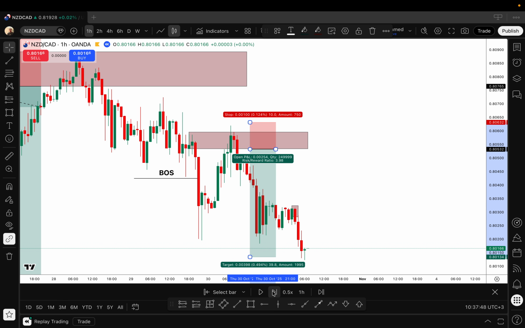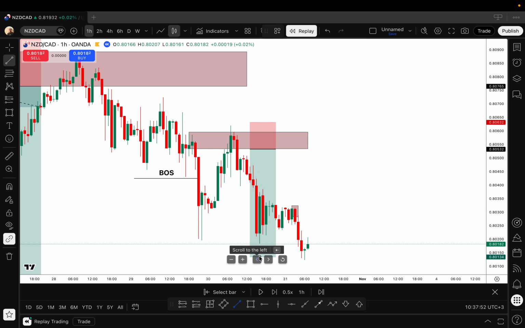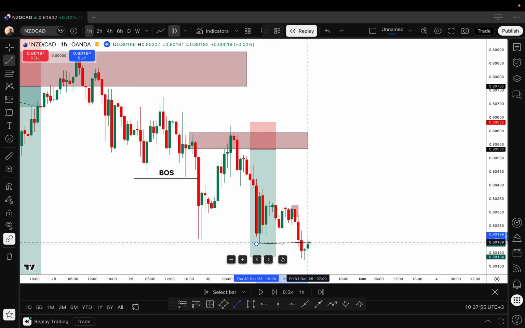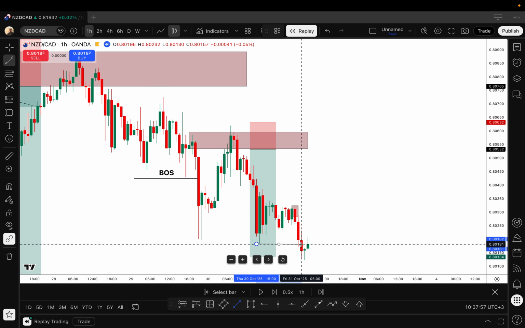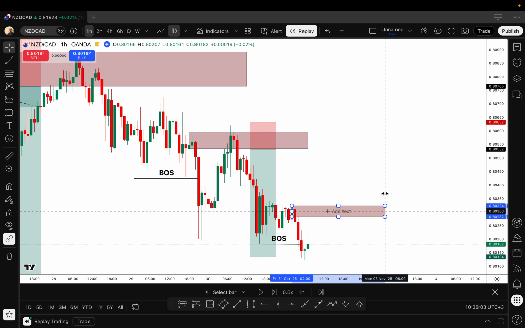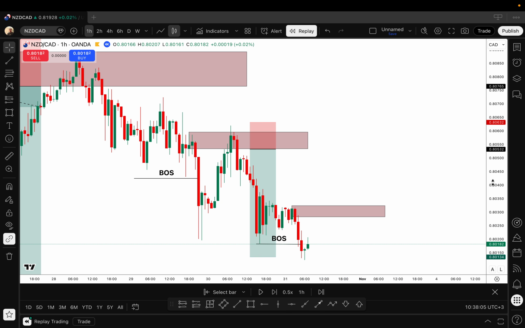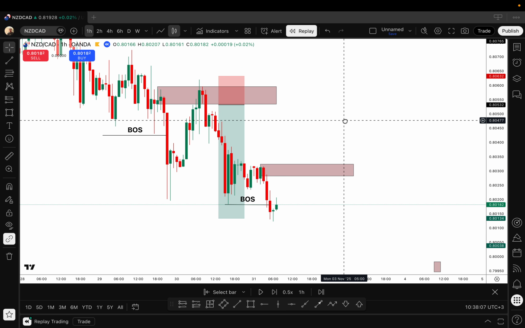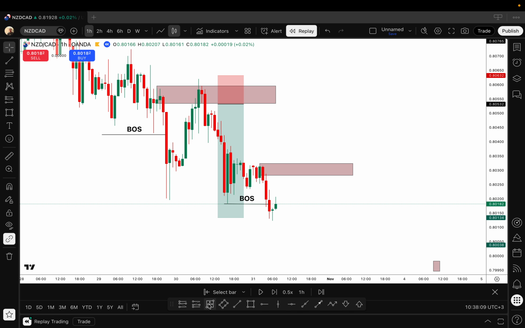So another break of structure there, another break of structure here. So those are two setups that we are already in. So another break of structure here, supply zone, another setup, another setup. We got around 4 trades in this move.